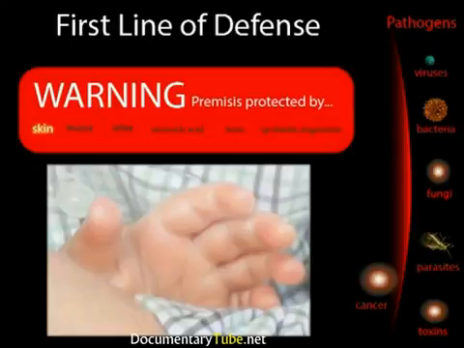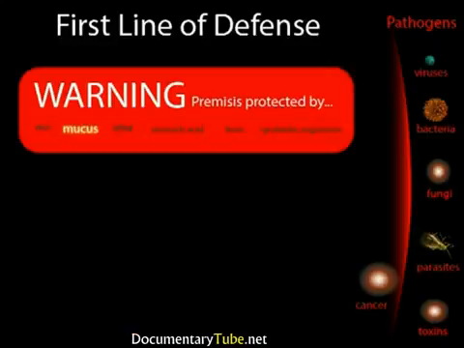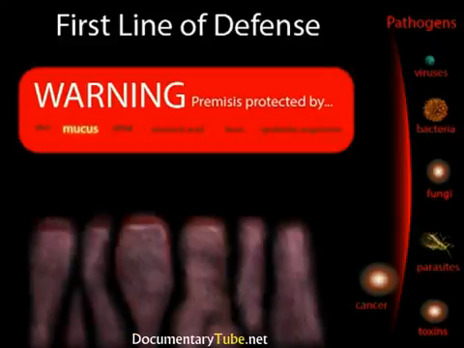The sebaceous glands secrete oil, which contains antibacterial substances. Some epithelial tissues, such as that found in the sinuses, trachea, and cervix, secrete mucus.